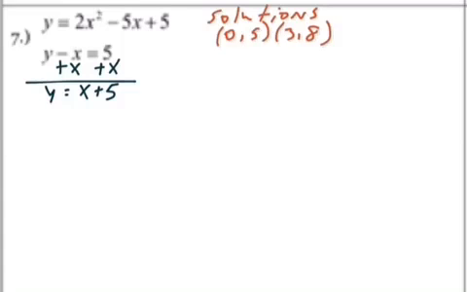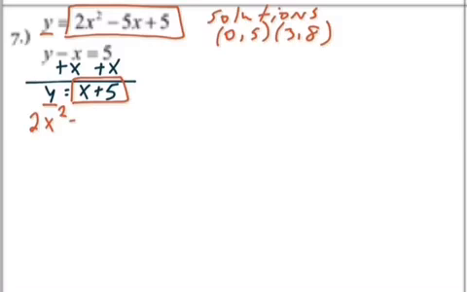Now, to solve this algebraically, since both equations are now in the form y equals, you can take and set them equal to each other. So your equation will be 2x squared minus 5x plus 5 equals x plus 5.